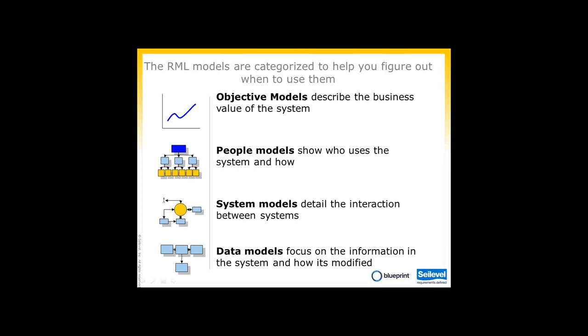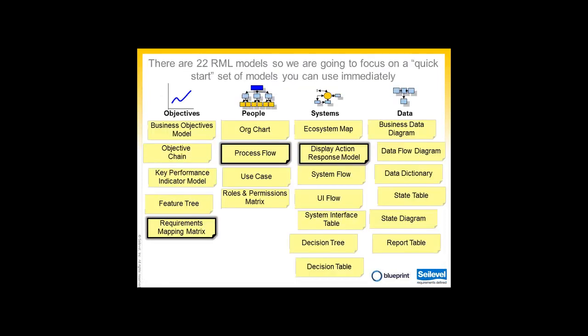So this is looking at the life cycle of the data that is processed in the system, right? So we can think about how is data created, how is the data used, how is it transformed inside the system, how is it output from the system. So these are the 4 categories of models, and this shows you all 22 models put into the different categories.